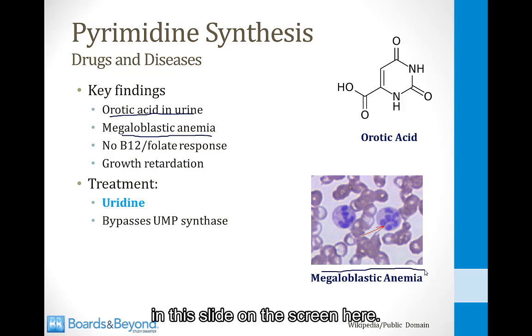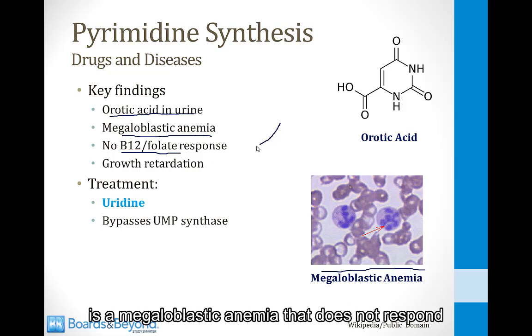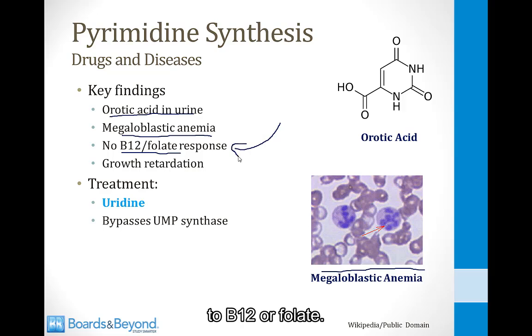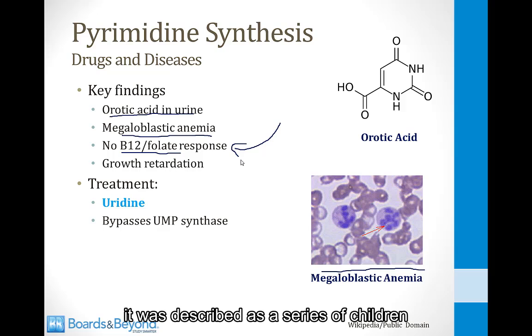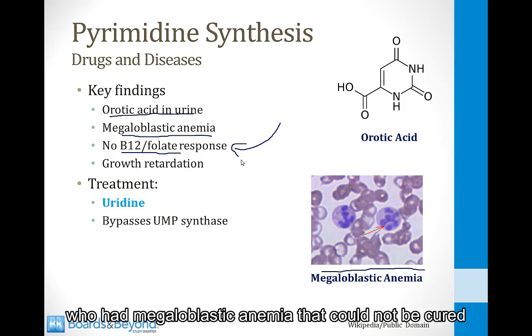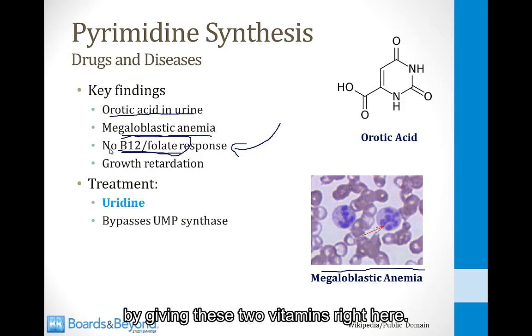on the screen here. Now, the most common reason people develop a megaloblastic anemia is because of B12 or folate deficiency. We'll talk about that later in this module. But the classic finding in a child born with orotic aciduria is a megaloblastic anemia that does not respond to B12 or folate. In fact, when this disorder was first described, it was described as a series of children who had megaloblastic anemia that could not be cured by giving these two vitamins right here.